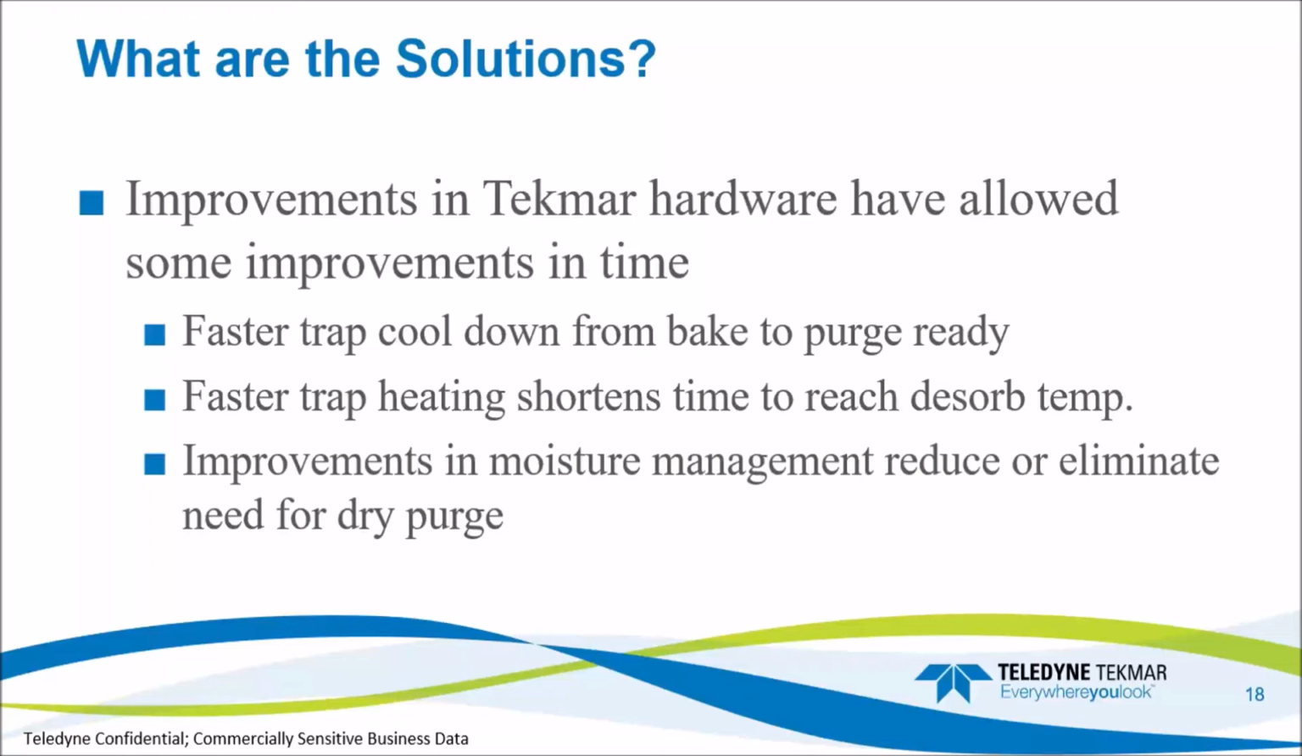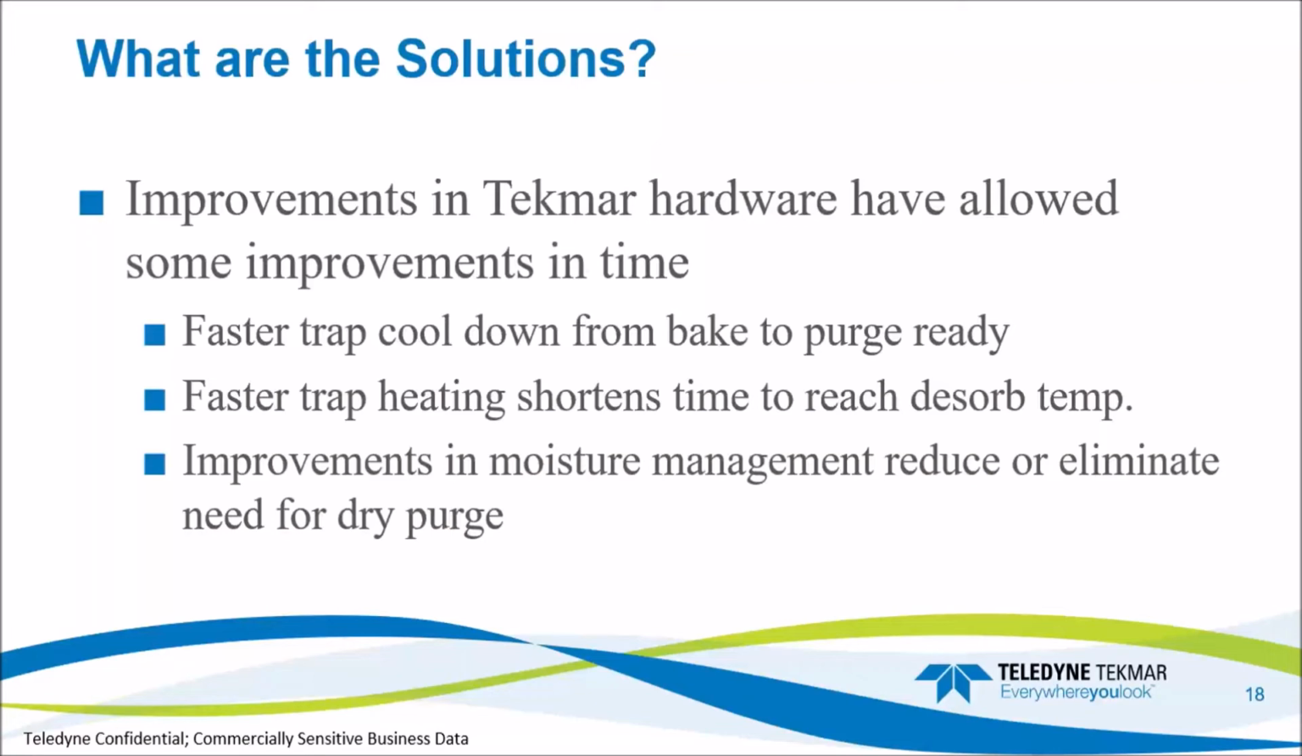A good example of this is if we bake the trap at 280 degrees Celsius and then we need to cool that down back to room temperature before the next sample starts to purge onto the trap. The shorter that time period is, the better. So we've improved our purge and trap design to cool down the trap as fast as possible between samples. The same thing when heating up the trap to reach desorb temp. The faster that we can get there, the better, and the more time that we can give back to the customer for sample throughput and analysis.